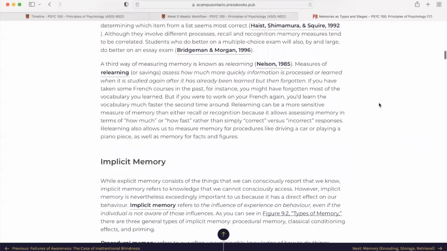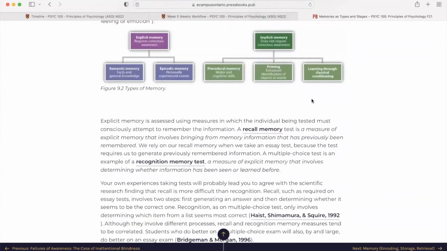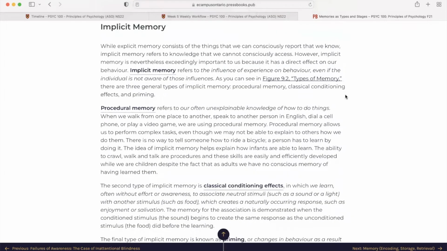And we've already briefly gone through that part. Procedural memory refers to our often unexplainable knowledge of how to do things. When we walk from one place to another, speak to another person in English, dial a cell phone, or play a video game, we are using procedural memory. Procedural memory allows us to perform complex tasks, even though we may not be able to explain to others how we do them. There's no way to tell someone how to ride a bicycle. A person has to learn by doing it.